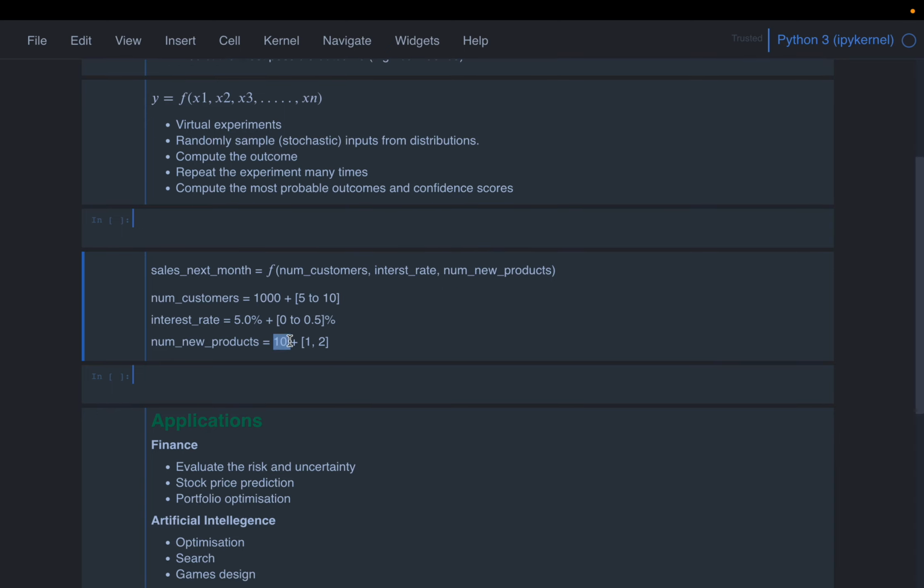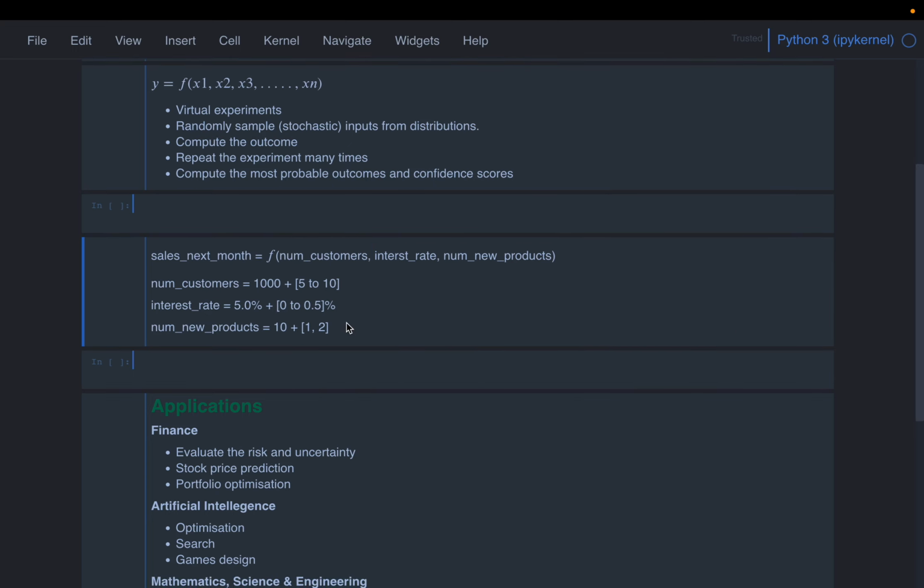And finally, our third variable, number of new products. Let's say the current month we have 10 products, and every month we will be launching 1 to 2 new products. So we may launch one product or we may launch two products. So next month we may have 11 products or we may have 12 products. Let's say they are equally probable. So even for this simple problem with only three variables, each variable has its own distribution, with different values with different probabilities. That's where the uncertainty is coming from.